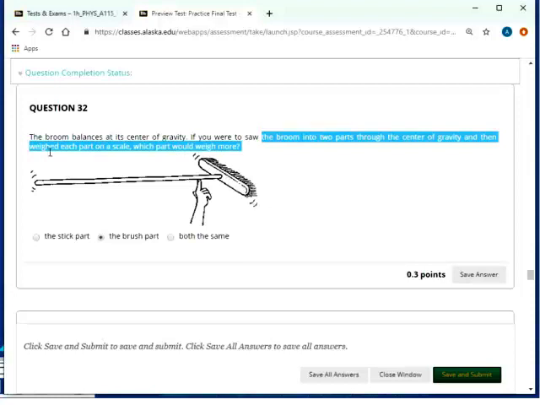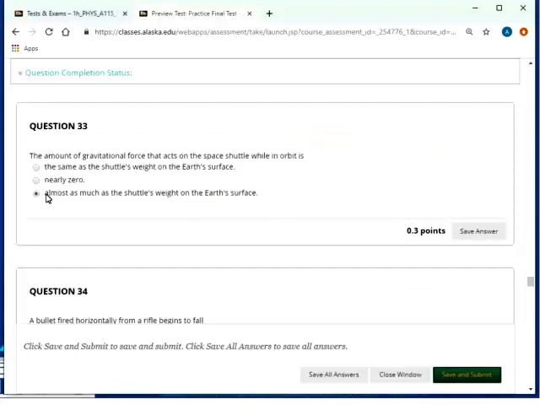Okay, the amount of gravitational force that acts on the space shuttle while in orbit is almost as much as the shuttle's weight on the Earth's surface, because the space shuttle really is not that much higher up. Look it up. It's just a few hundred miles above the Earth's surface, while the Earth's surface is already 4,000 miles from the center of the Earth.